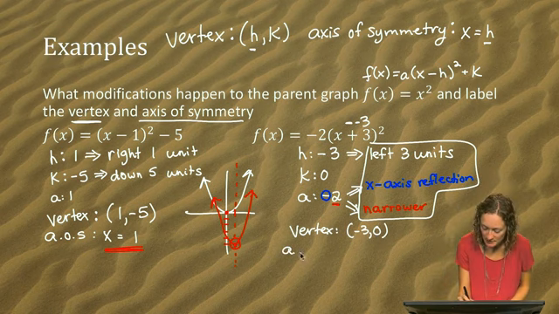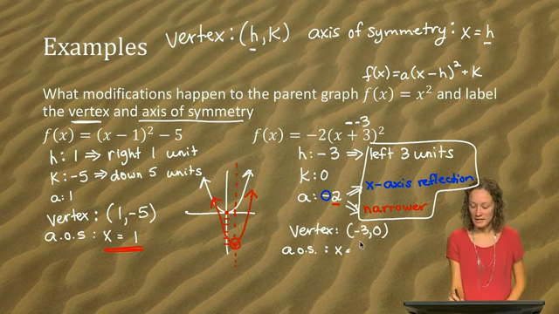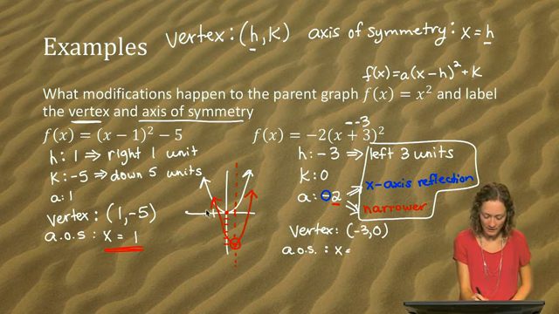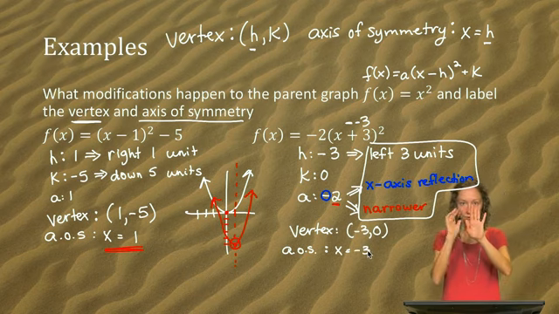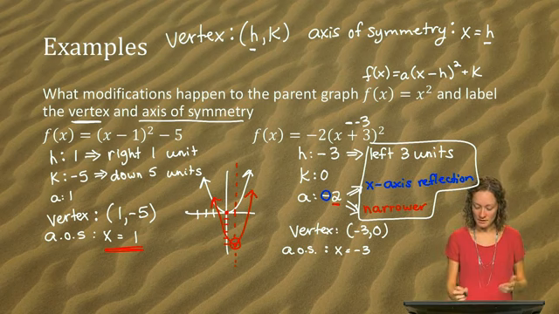And then your axis of symmetry, it's always x equals, and in this case, it's -3. The graph was moved over 3 units. So the line with which the graph could fold on top of itself also moves over and is x equals -3.